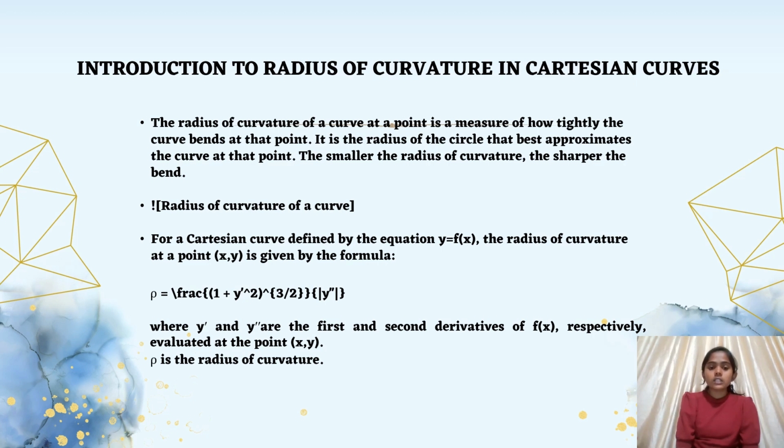For a Cartesian curve defined by the equation y equal to f of x, the radius of curvature at a point (x, y) is given by the formula rho equal to (1 plus y1 square) whole to the power of 3 by 2 divided by y2, where y1 and y2 are the first and second derivatives of f of x respectively, evaluated at the point (x, y). Rho is the radius of curvature.